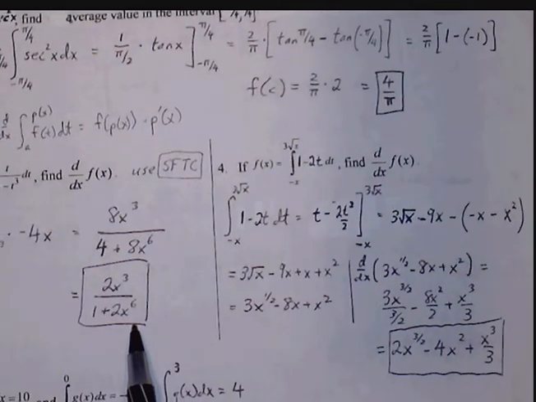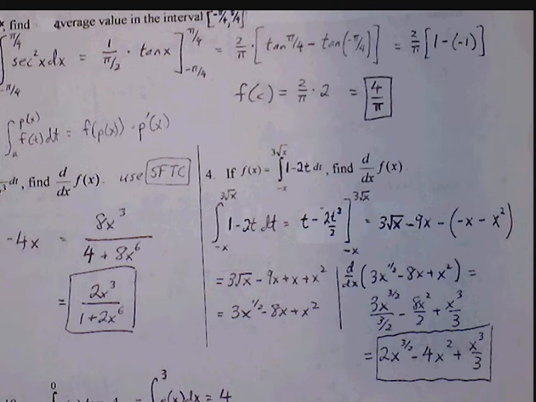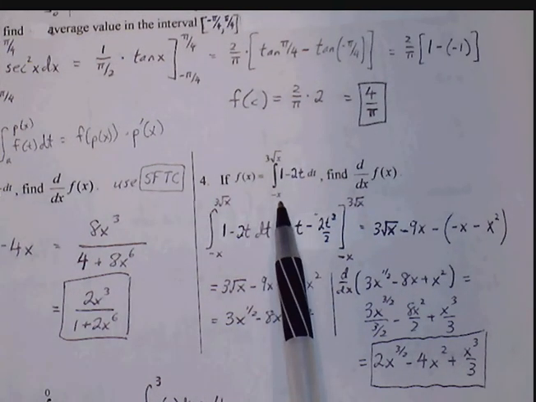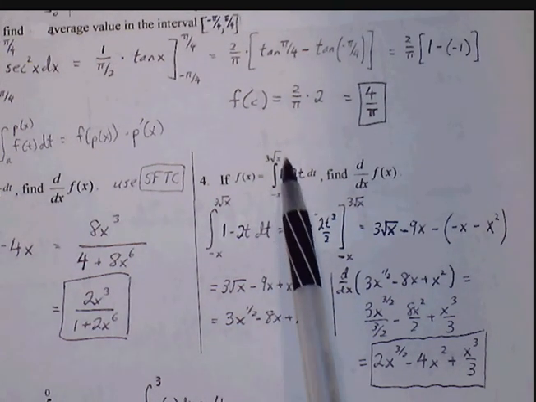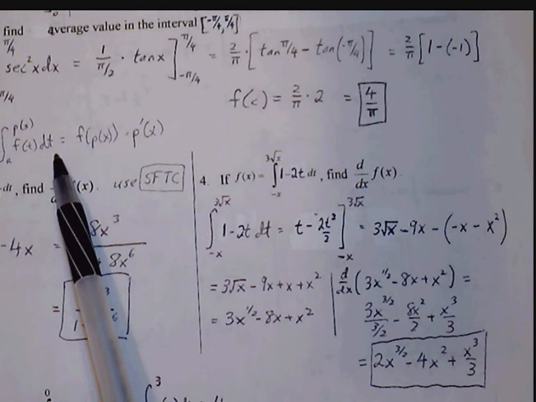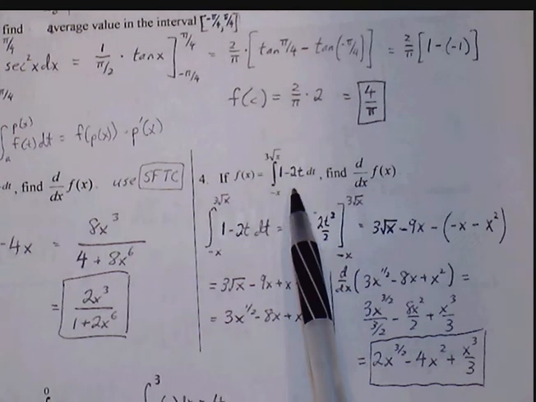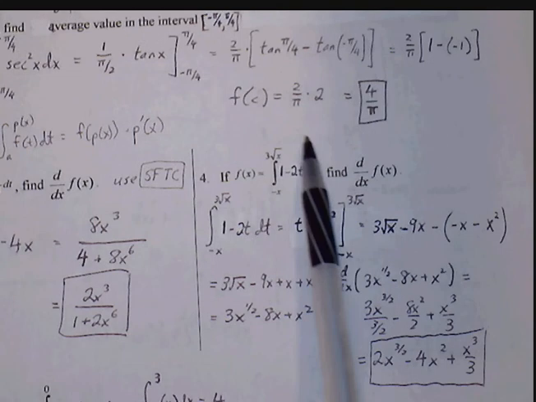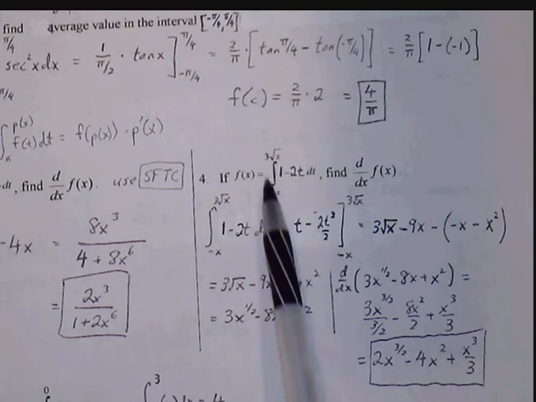Okay, number 4, we have 1 minus 2t. Our upper and lower bounds do not fit the criteria for the second fundamental theorem of calculus, so we have to go through this with each of the operations. So we first have to take care of the definite integral. After that, then we can find the derivative.